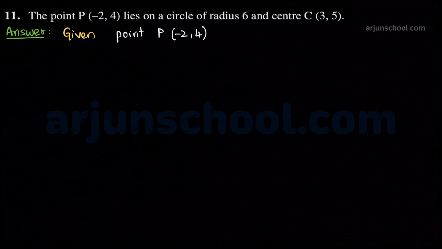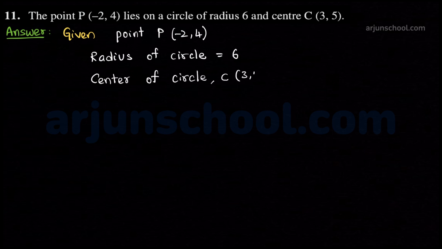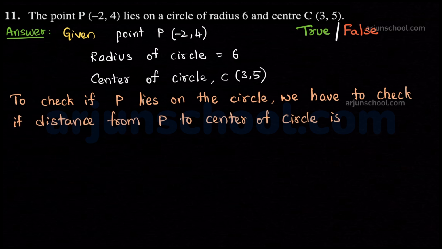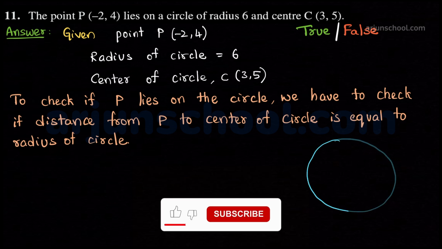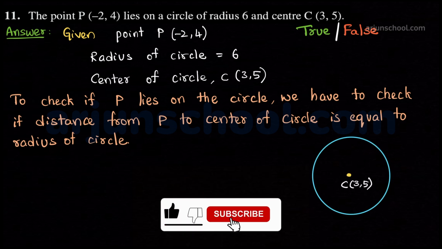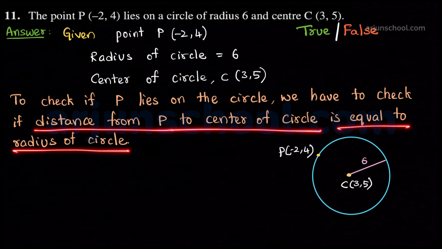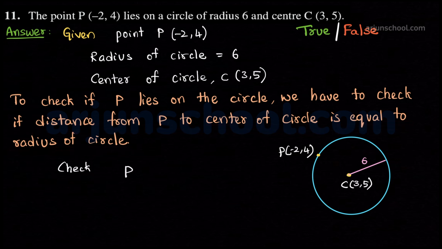We are given point P on the circle (-2, 4), radius of the circle 6, and center of the circle C(3, 5). The approach to solve this problem is, if point P lies on the circle, we have to check if the distance from P to the center of the circle is equal to the radius of the circle. Let us take the circle with center C, radius 6, and a point P on the circle. To check if the distance from P to the center is equal to the radius, we find the distance PC and check if it is equal to the radius.